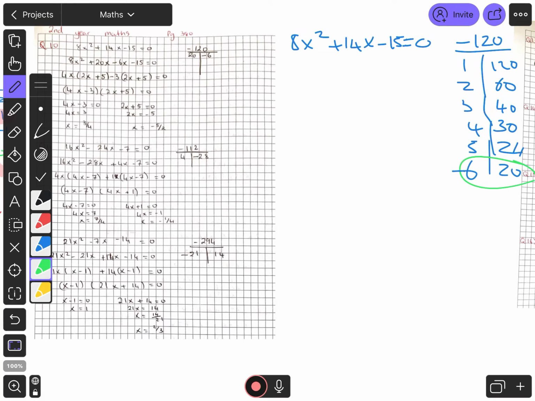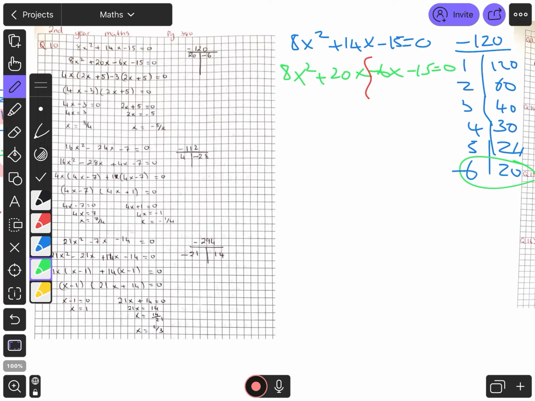So when I go to do out this sum, I have 8x squared. I've changed this to be plus 20x and minus 6x and minus 15 equals 0. Doesn't matter what way you put these. You could have put the minus 6 first or the 20 first. Makes no difference at all. What I'm going to do now is draw my line down the middle. And I'm going to take out what's common.